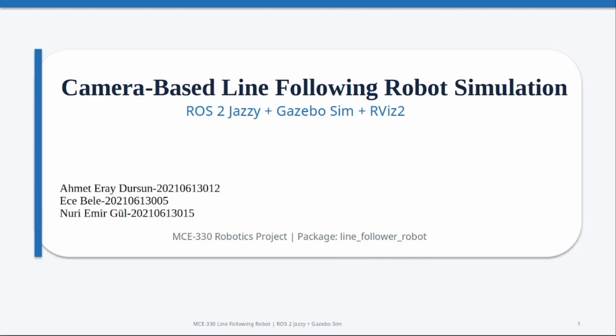Hello everyone. Today we are going to present our MCA-330 robotic project, a camera-based line-following robot simulation. Our project was developed using ROS2 Jazzy, Gazebo Sim and RViz2. The package name of our project is Line Follower Robot. The main purpose of the project is to simulate a small differential drive robot that can automatically follow a black line track inside a Gazebo environment. After the slide presentation, we will also demonstrate the working simulation and show the robot following the track in real time.